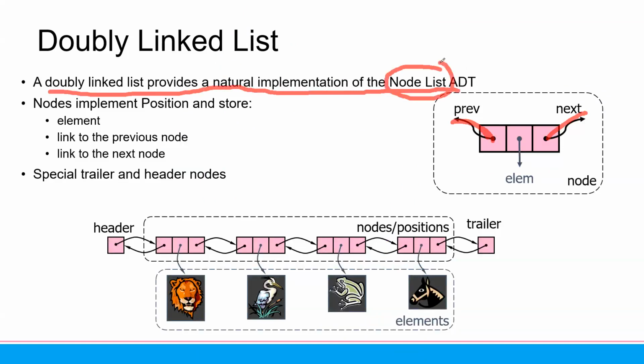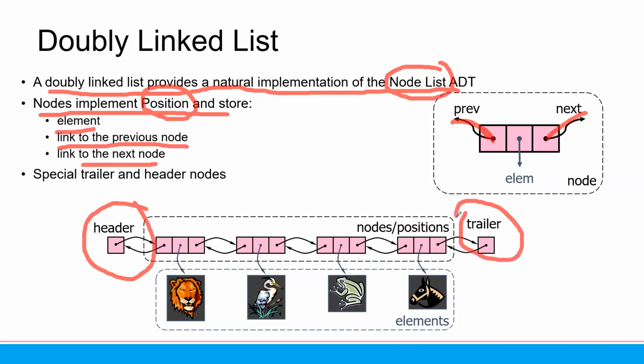So we still use the node. And now nodes have a kind of position. Later we will see what a position is. Now we have three things. The first is the element. What is the element of the node? And then what is the previous node? And what is the next node? We call the first node the header, and the other we call the trailer.